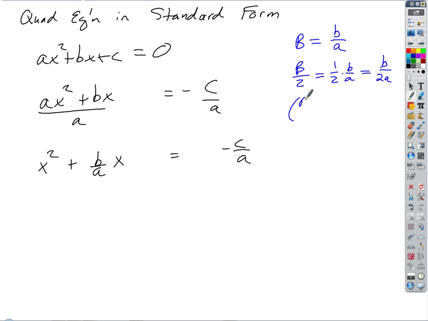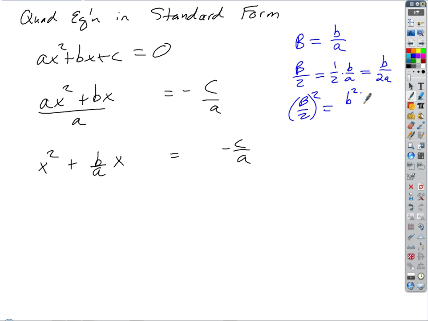And then what would capital B over 2 quantity squared be? Okay, what is that? If I were to distribute, use properties of exponents, I'm going to square this whole thing. What would I get on top? b squared over 4a squared.